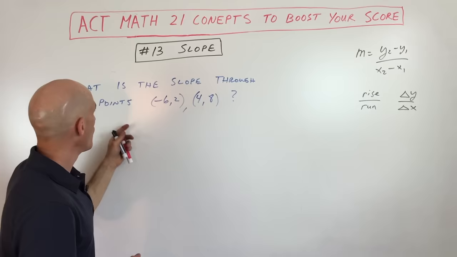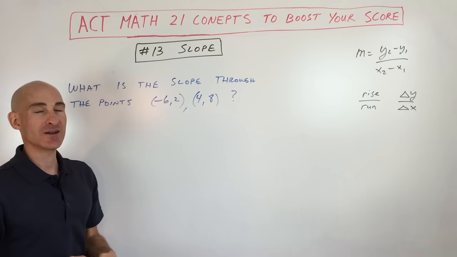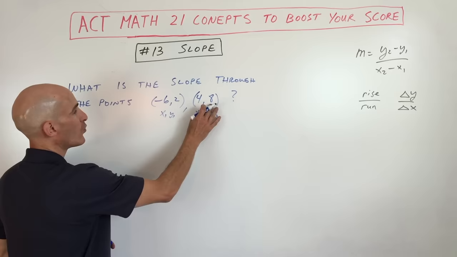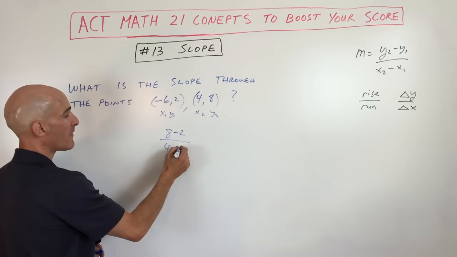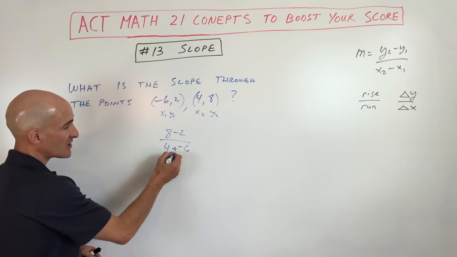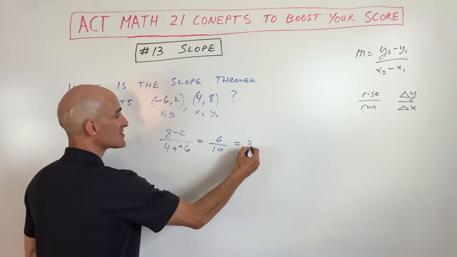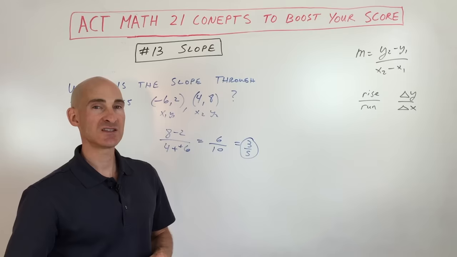What's the slope through the points negative 6, 2, and 4, 8? Okay, so if we label this, you can see this is x1, y1, and x2, y2. So we're going to do y2 minus y1, 8 minus 2, over x2 minus x1, 4 minus a negative 6. When you subtract, it's like adding the opposite. So that gives us 6 over 10, and we can reduce this to 3/5. That's the slope of our line. So again, slope's an important concept you want to know for the ACT. Just refresh on the formula and I think you'll have it.